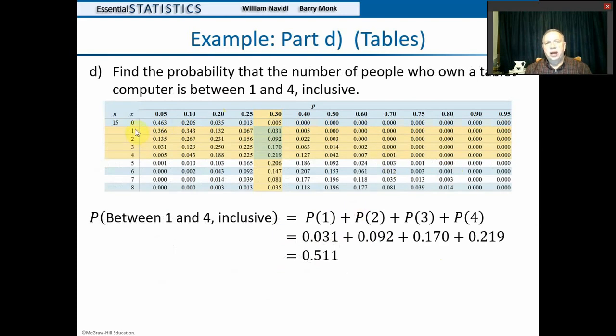Between 1 and 4, I just go through and go across the table. Here's my 0.30, number of trials 15, and this would go all the way down to 15, but all I'm concerned with is 1, 2, 3, or 4. Inclusive means I include 1 and the 4. If I said between 1 and 4 exclusive, that means exclusive of 1 and 4, and I would just add up the inside, the 2 and the 3. But when I add up all these, that gives me 0.511. There's the 0.031, the 0.092, the 0.172, and then the 0.219.